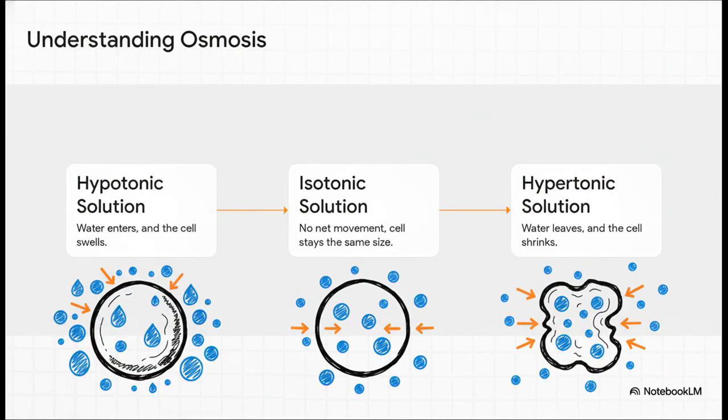So because the membrane controls movement, let's see what happens to a cell in different types of solutions. If we put a cell in a hypotonic solution where there's more water outside, water will rush in and the cell will swell up. In an isotonic solution, the water concentration is the same inside and out, so nothing really changes. But in a hypertonic solution, there's less water outside, so the cell loses water and shrinks. Understanding these 3 situations is key to understanding osmosis.